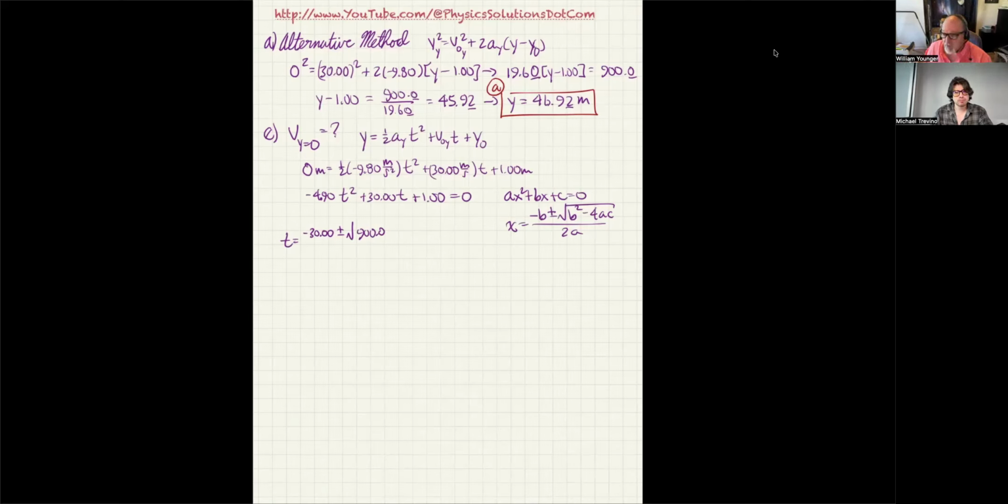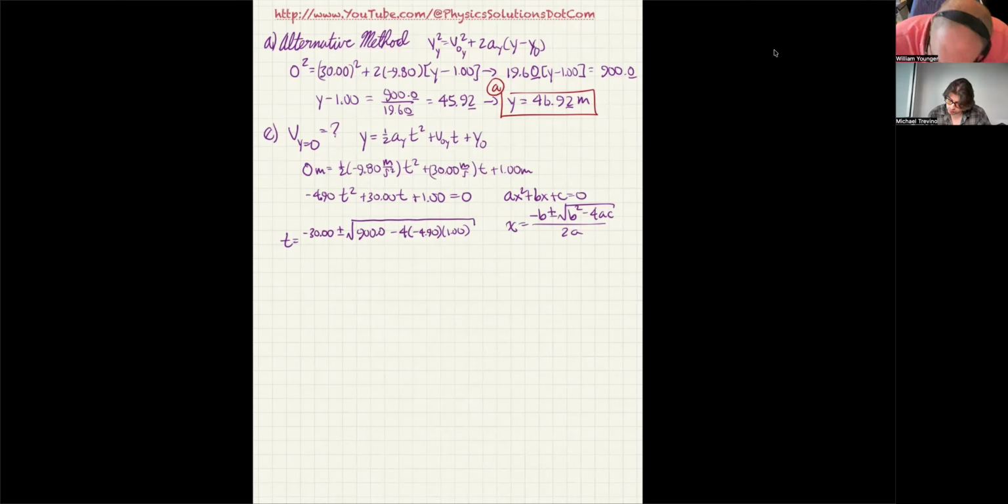So this would actually have units of meters squared per second squared, minus 4 times a, which would be negative 4.90, and that's meters per second squared, and then times c, and that's 1.00, that's meters. So notice the negative 4.90 being in meters per second squared, and then multiplied by the meter gives me meters squared per second squared, all under the square root. So that's good. It looks like it's dimensionally consistent.